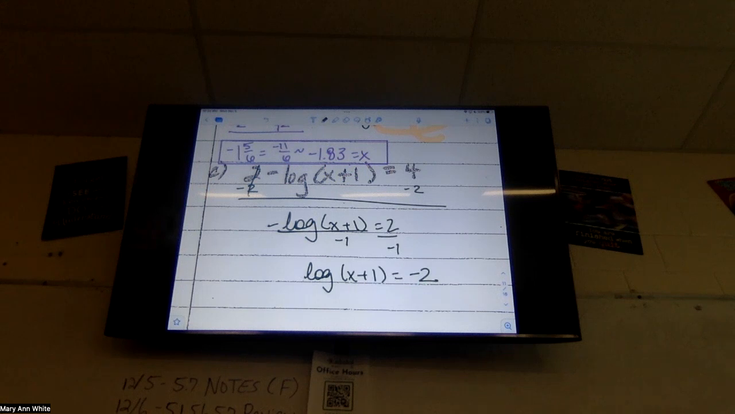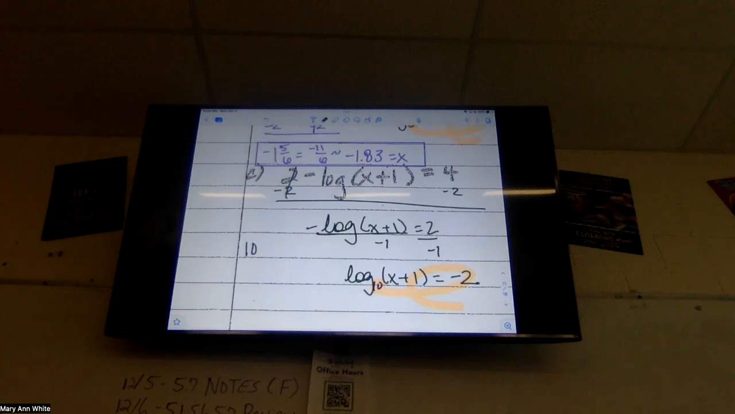Now what? We're gonna roll it. What's my base? 10. What is it when I roll it? So negative 2 equals x plus 1. Perfect. 10 to the negative second equals x plus 1. And again, you're welcome to put this in your calculator. I'm gonna fight through with the fractions and then I'll tell you what it is as a decimal. 10 to the negative second is the same thing as what? 1 over 100, very good, equals x plus 1.